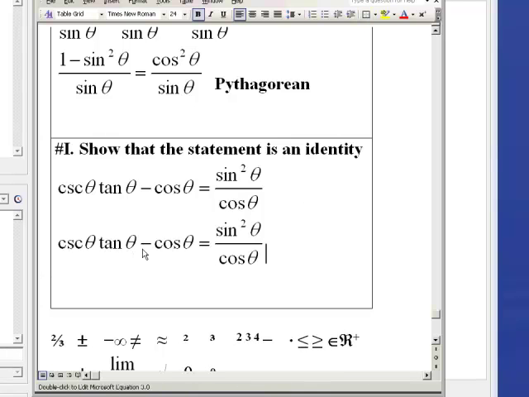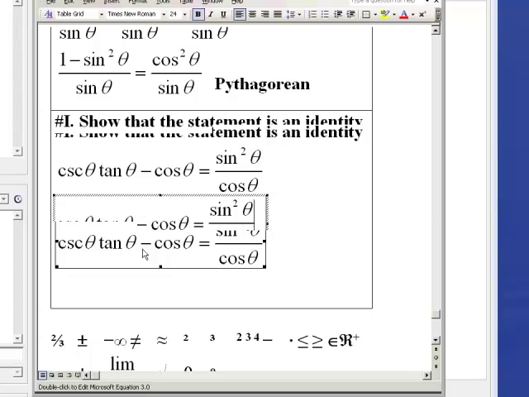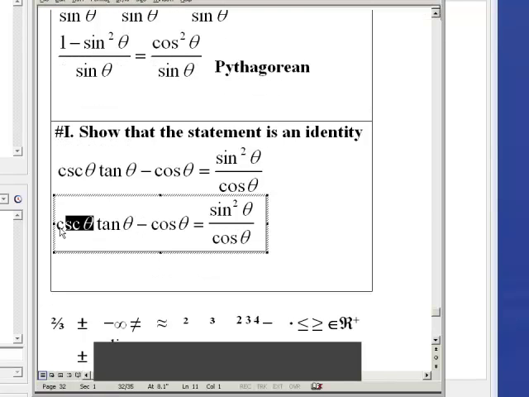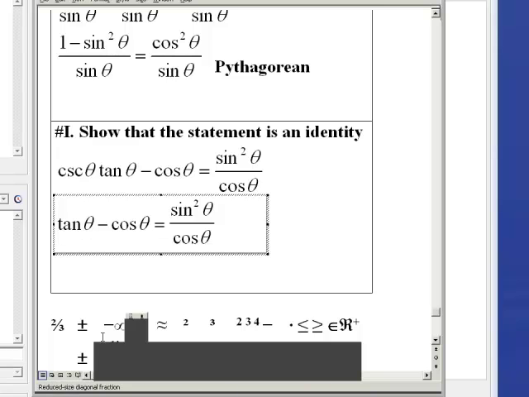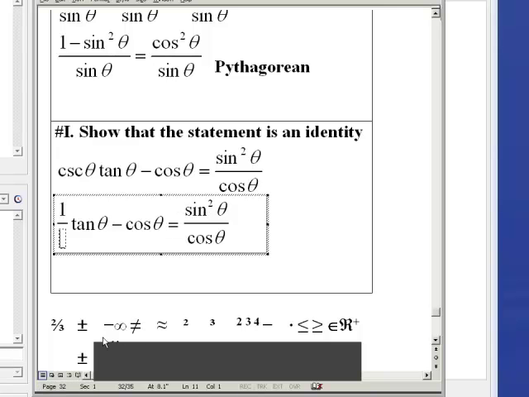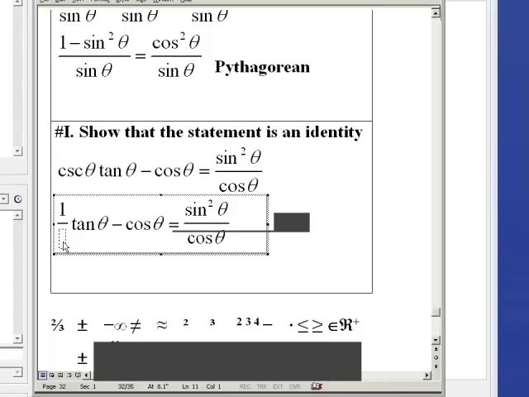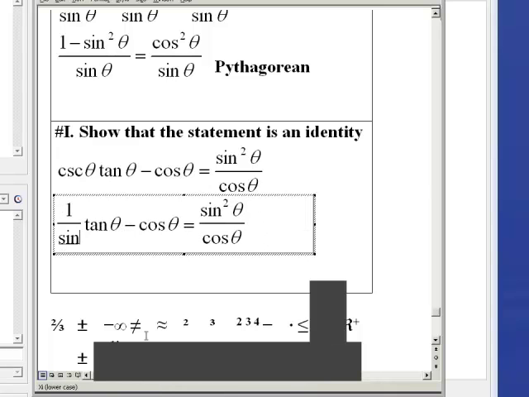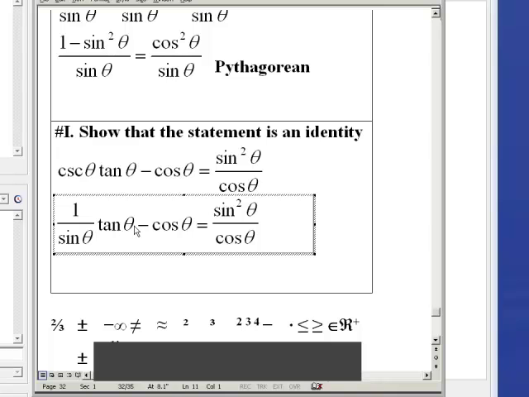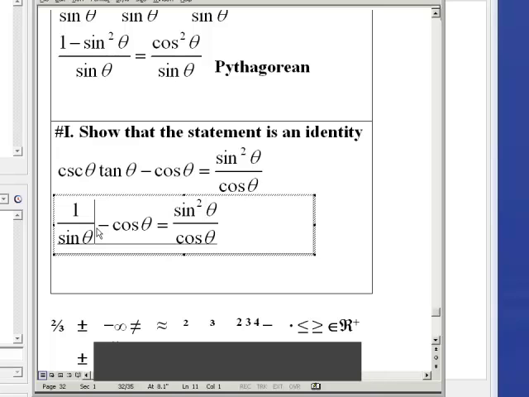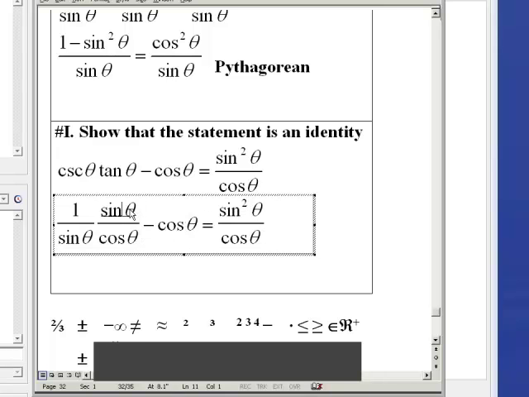Okay, show that this statement is an identity. This looks like some work. So cosecant theta is the same as 1 over sine theta. Whoops. Okay. Sorry about that. There was a word telling me that I did something stupid. Didn't have to do it that loud. And tangent theta is, of course, sine over cosine. And I'll just steal this from the other side, and that way I don't have to rewrite the whole thing. There we go. Maybe put a times in between. There we go. Minus cosine.